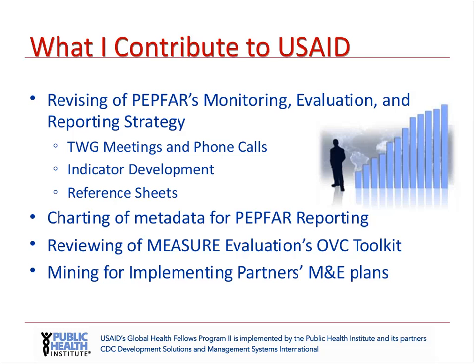formed a cross-agency technical working group, a TWG, with individuals from CDC, Peace Corps, the Office of the Global AIDS Commissioner, and USAID. And we set out to revise the strategy for M&E and global reporting. And we began as a team to develop indicators to assess program impact, program effectiveness. And I was a large part of that, and also developing reference sheets to explain these indicators.